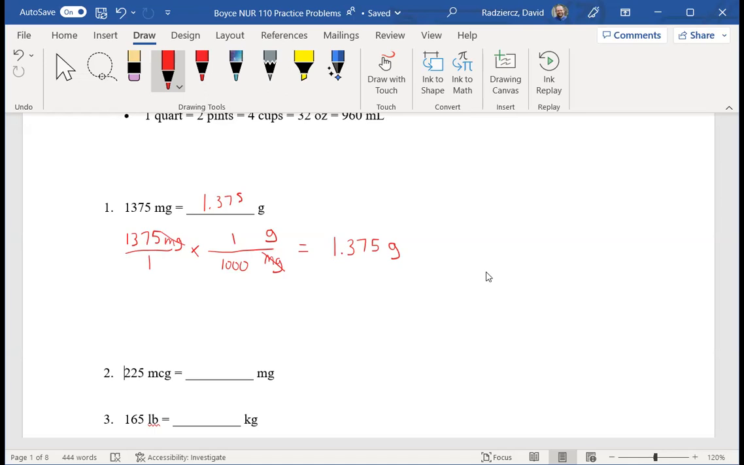So let me give you a practice problem. Let's say we had 265 milligrams, and I want to know how many grams that is. So go ahead on your own, try and solve that problem, and then just type your answer into the chat if you can. If not, you can just speak it out.